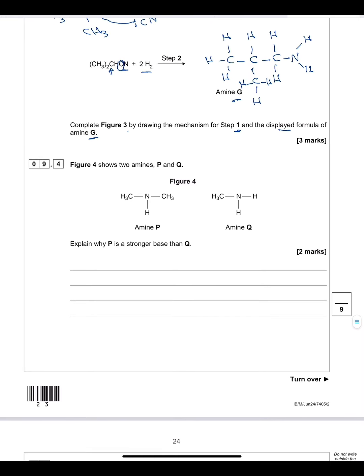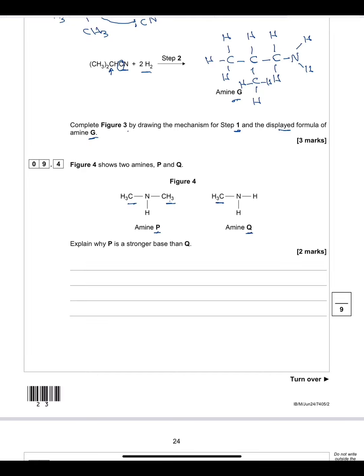Finally, they give you two amines, amine P and amine Q. Amine P is a secondary amine with two methyl groups attached to the nitrogen, while amine Q has only one methyl group attached to the nitrogen. And they ask you to explain why P is a stronger base than Q. Of course, the basicity of the amine is related to the availability of the lone pair of electrons on the nitrogen and how fast they can accept a proton.